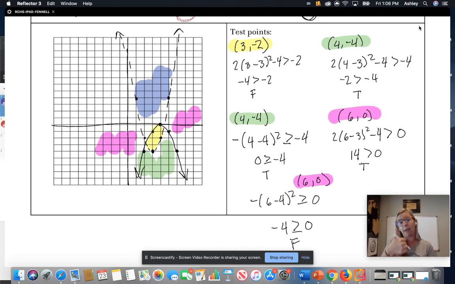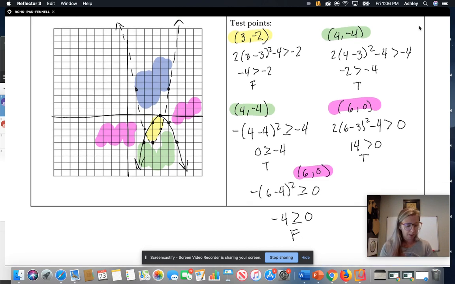I get a true statement. But when I check it in my second function, I get a false statement. So that's not the feasible region. All right, now I said I should probably check the blue as well, but because I know that the green works, the blue's not going to work, right? Because if the green is working, which is below that blue region, the blue is not going to work.